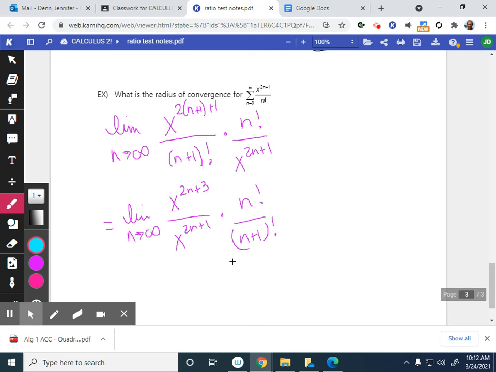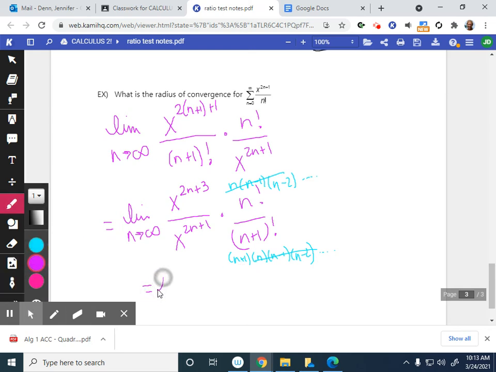Think about the factorials in this way. N plus 1 factorial means I have n plus 1, and then I'm going to multiply by the term that comes before that, and the term that comes before that, and so on. N factorial is n, multiplied by the term that comes before that, and before that, and before that. All of these are going to cancel with all of these, leaving us with just 1 over n plus 1.